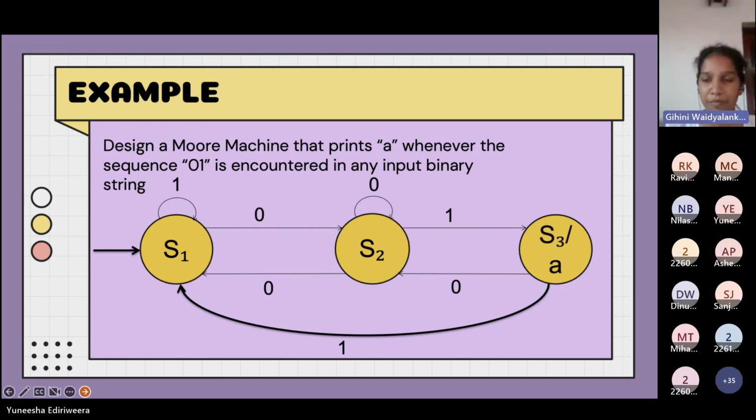So this is how I'm representing my outputs along with the present state. And for the rest of the states and the rest of the outputs, I'm giving B, and they will be represented along with the other states. Next slide. This is how the other states will be represented. Now let's move on to the next slide.